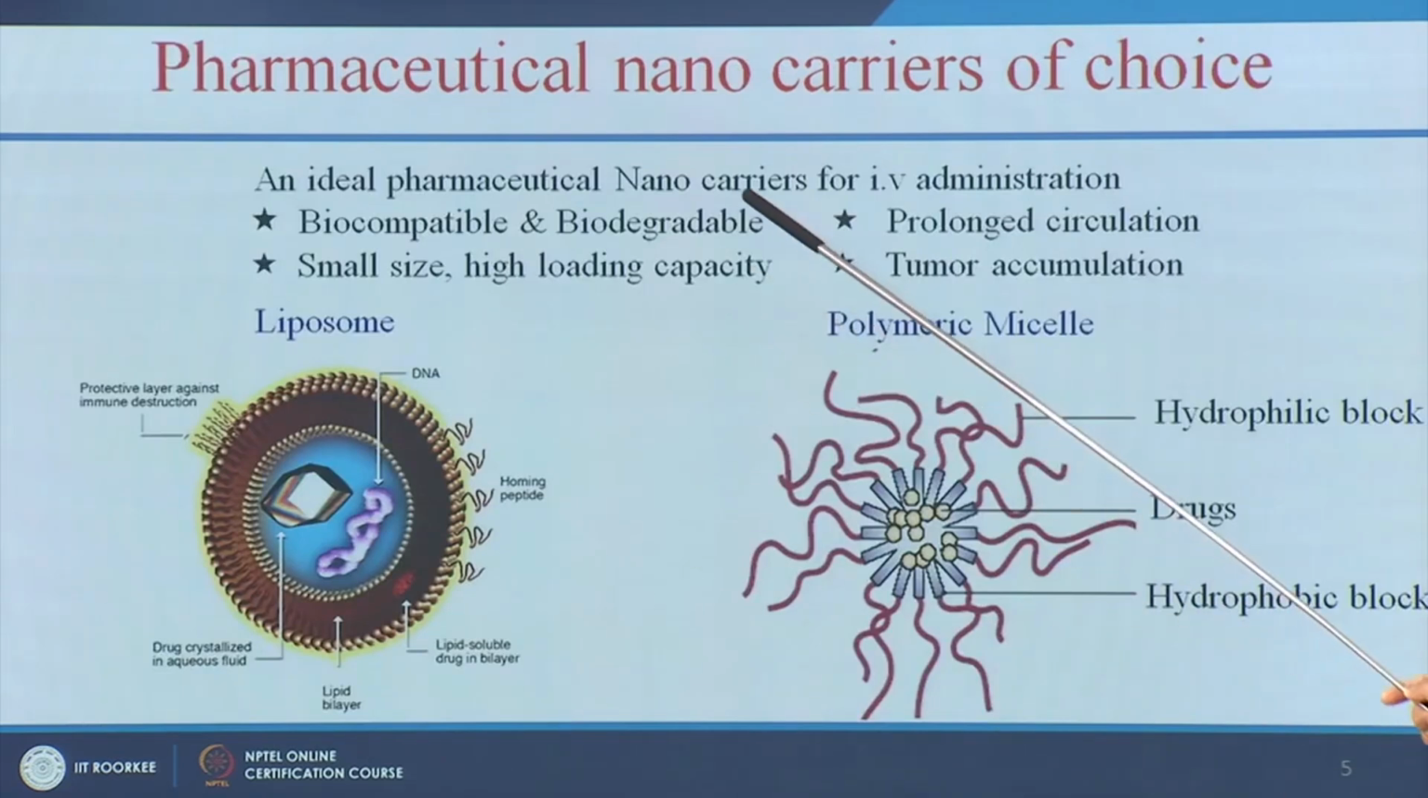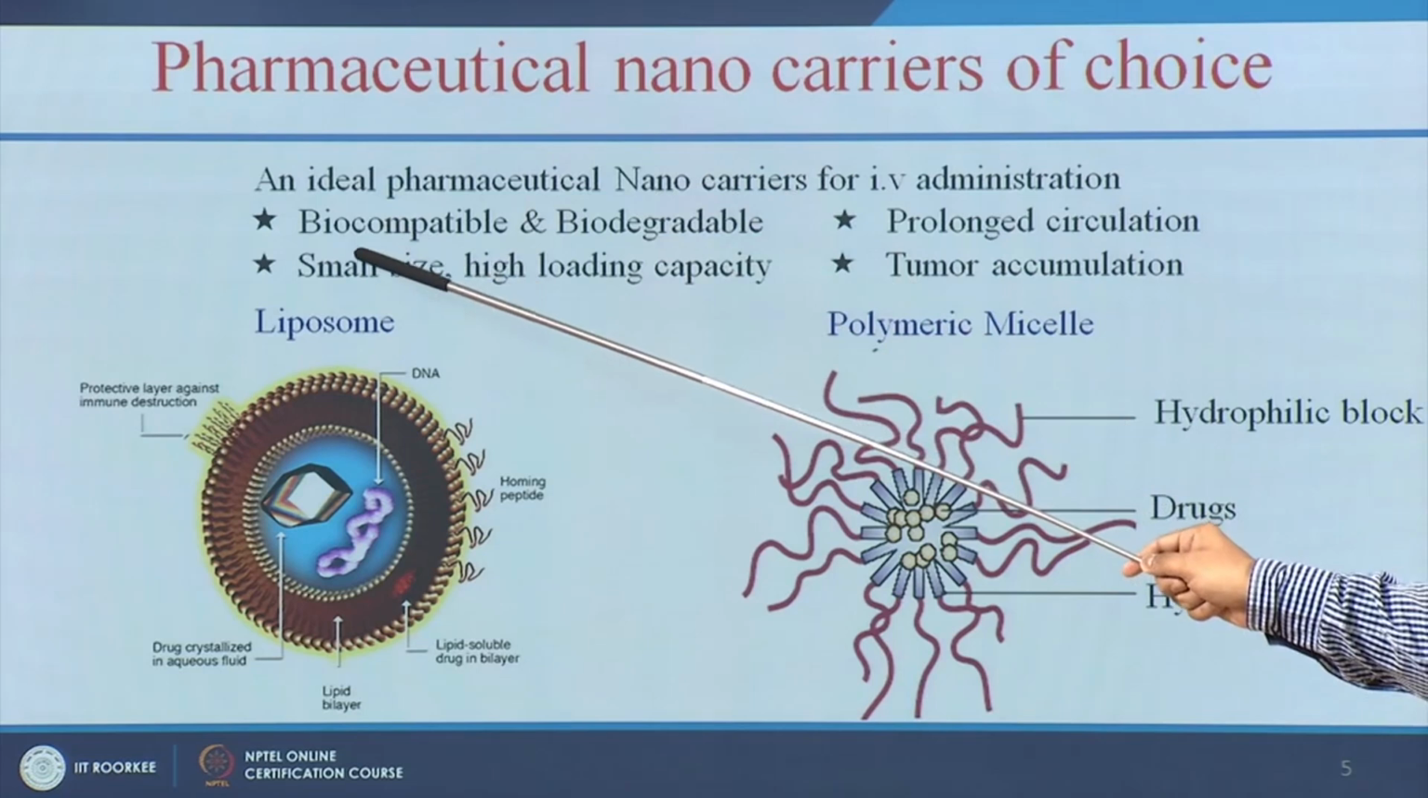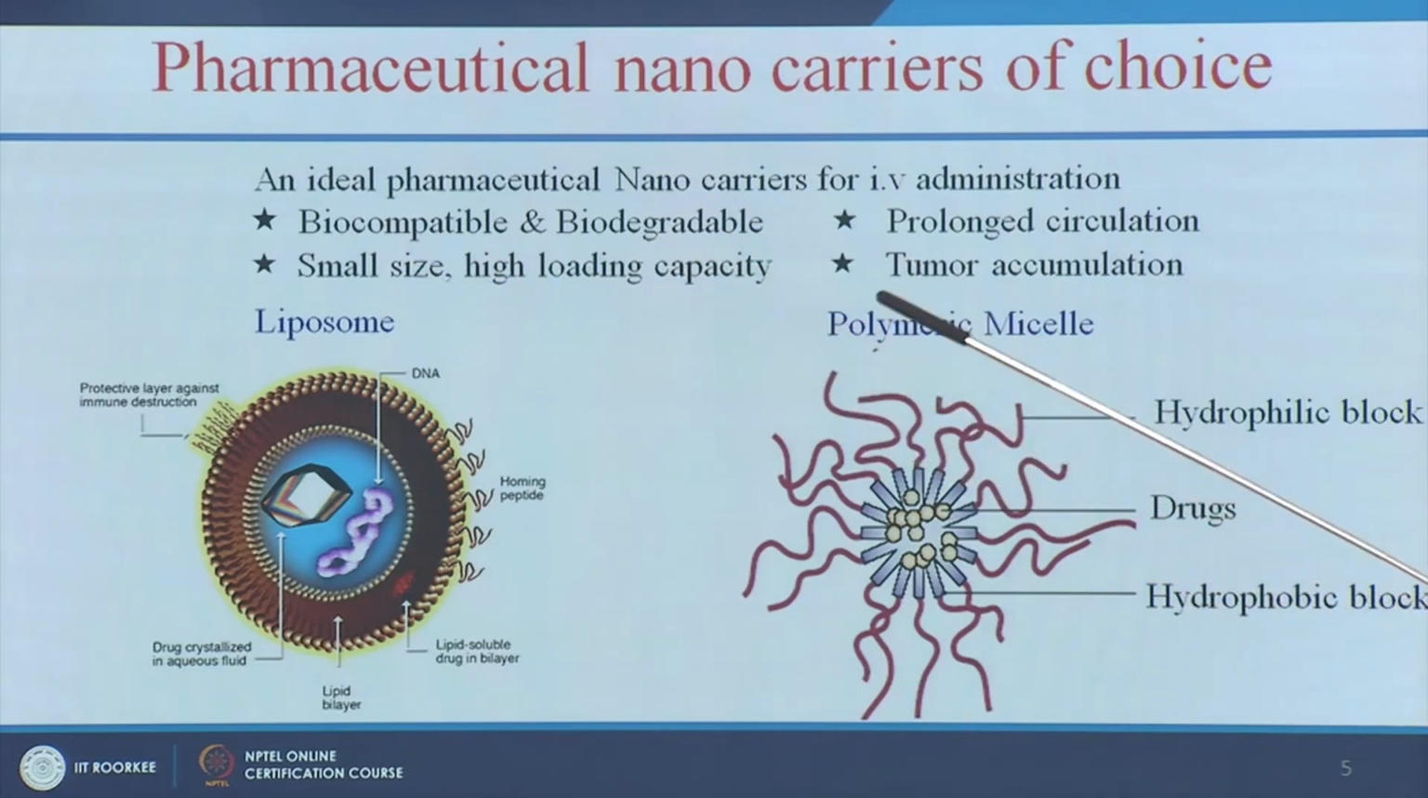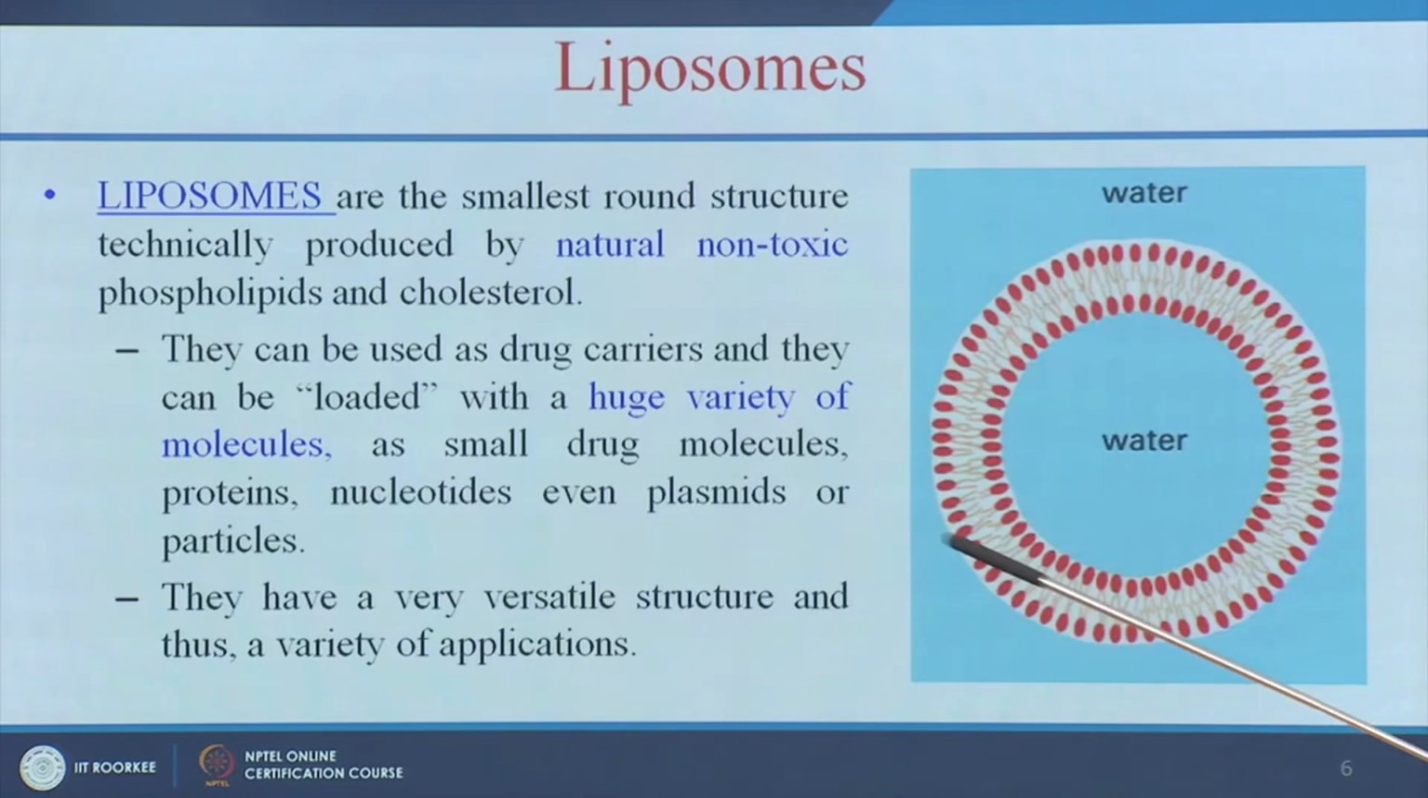So why are we using lipids as nano carriers for drug delivery applications? Because they are biocompatible and biodegradable, they have a high loading capacity, and they also have other properties like prolonged circulation and tumor accumulation. So let us see what liposomes are.